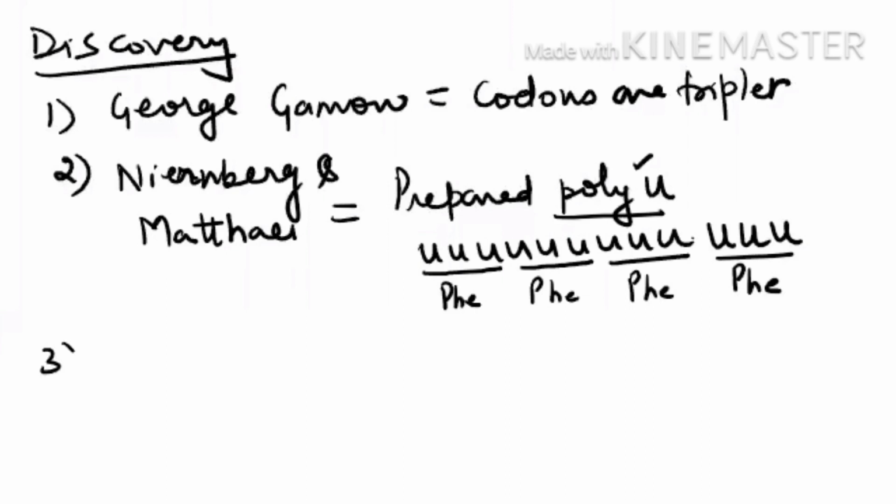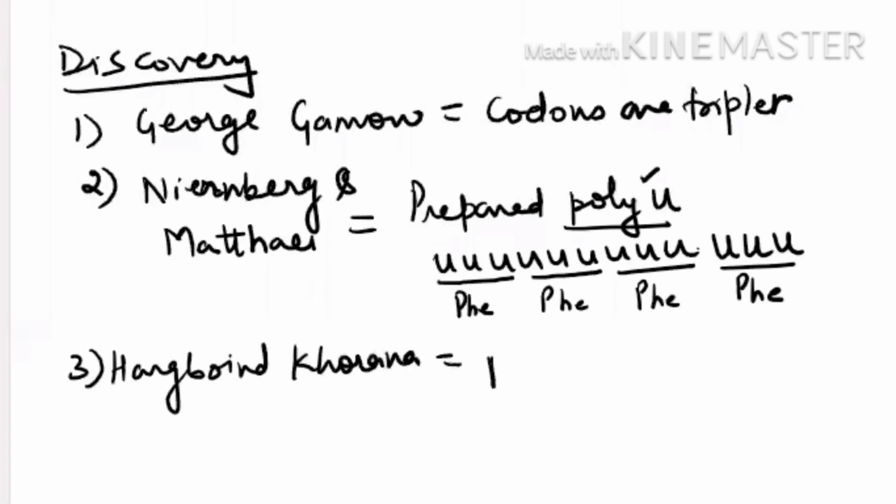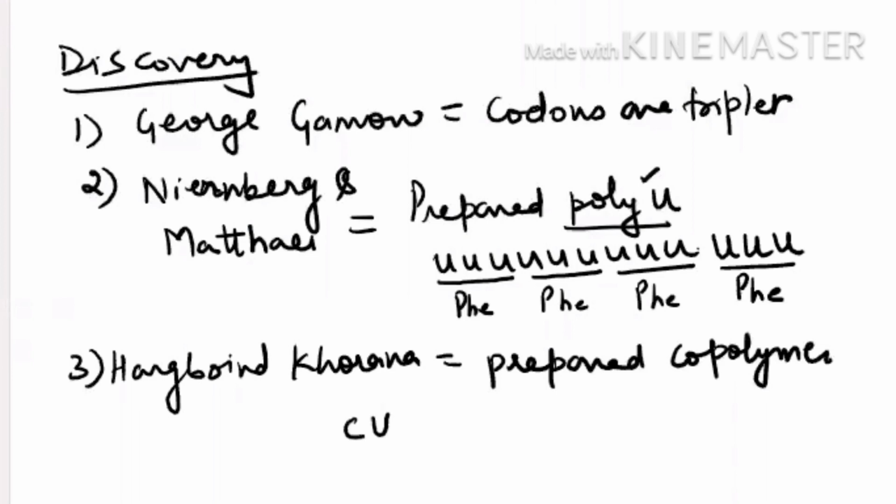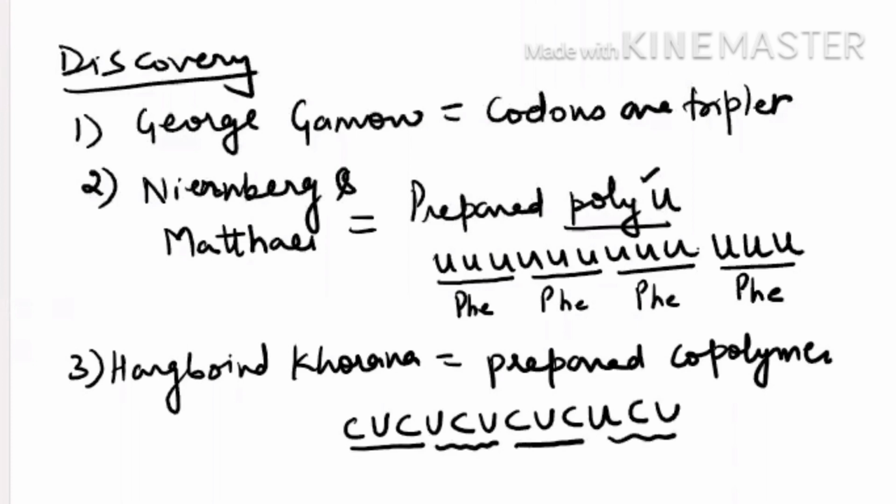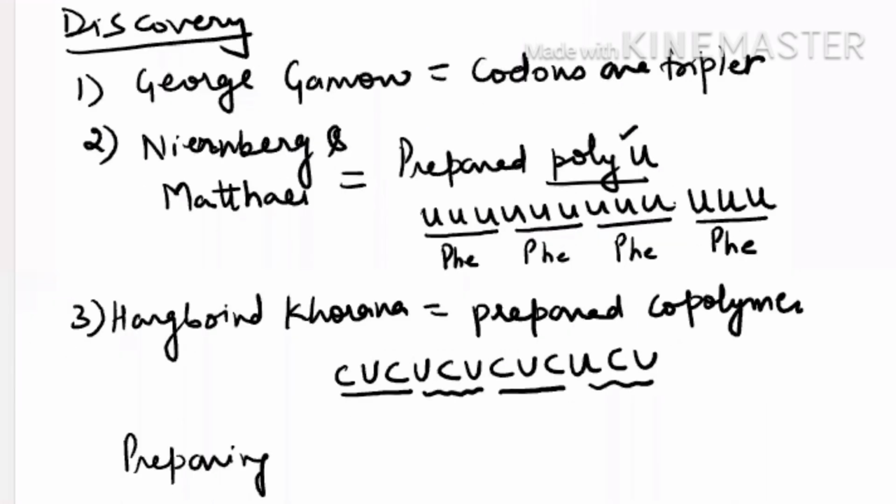The next scientist was Har Gobind Khorana. He prepared copolymers. Copolymer means he is now using a set of 2 bases. For example, let us assume CU, CU, CU, CU. This is the set he prepared. So this codes for one amino acid, this will code for another amino acid, and this will again be the same as the first one. This is the way the deciphering was done. Is it clear?